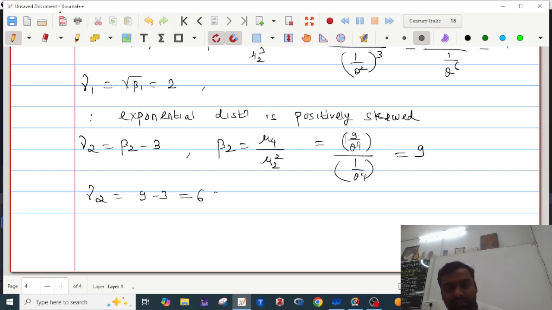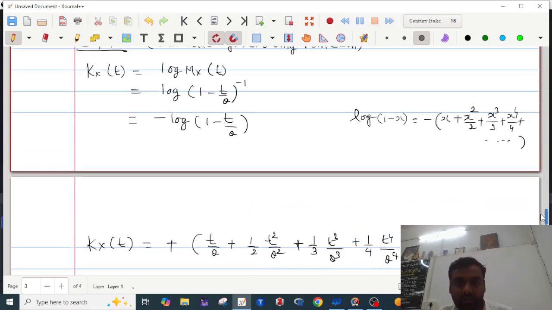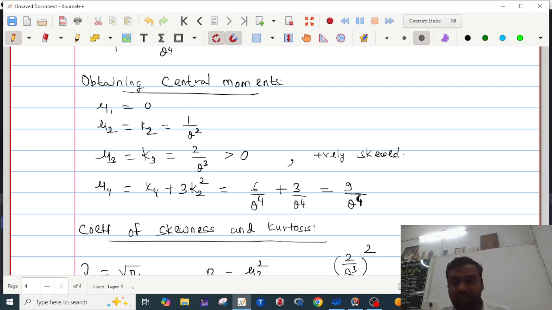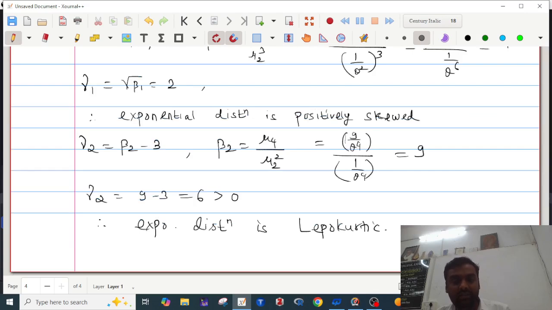It's positive. So the interpretation is that the exponential distribution is leptokurtic. So here we have found the coefficient of skewness and kurtosis. In the next lecture, we will find the distribution function, median and quartiles. We will discuss that in the next lecture.